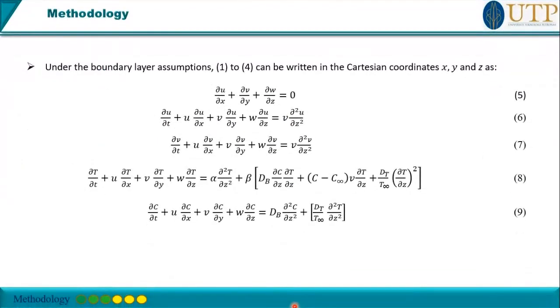So equations 1 to 4 can be written in Cartesian coordinates x, y, z using the boundary layer assumption. We can write this governing equation in the Cartesian coordinates x, y, and z by using the boundary layer assumptions.